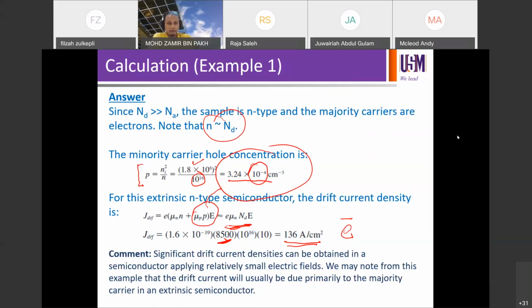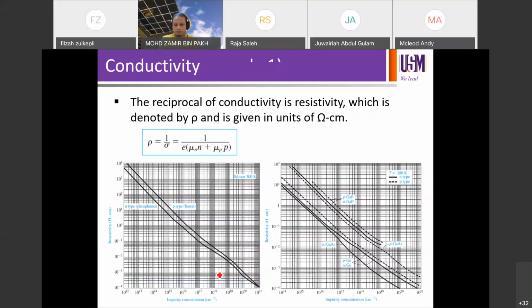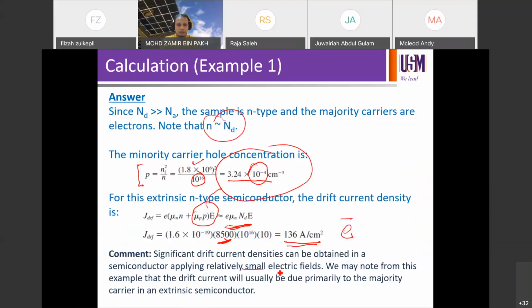Okay. However, if your N value is a lot lower than this, so your P value will be higher than this, and therefore it might contribute to the total current density asked by the question, right? So try to check that first. So comment on this: significant drift current density can be obtained in a semiconductor applying a relatively small electric field. So even though our electric field in this case is only 10 volt per cm, the resulting current density due to electrons is high. So 136 amp per cm squared is high.